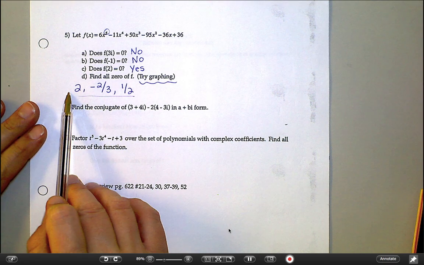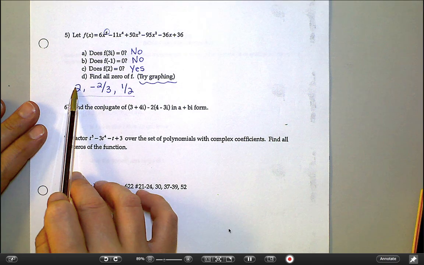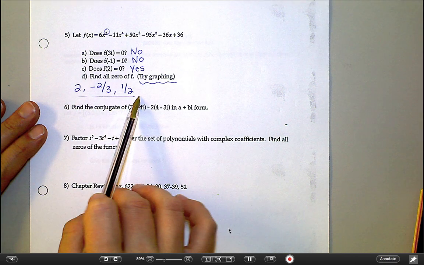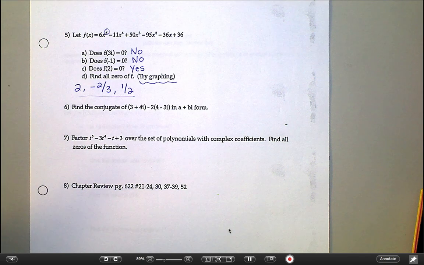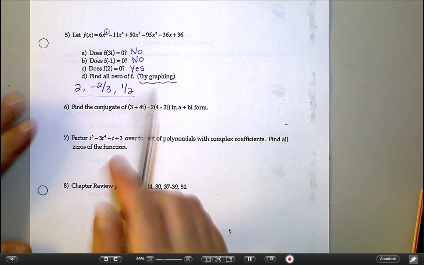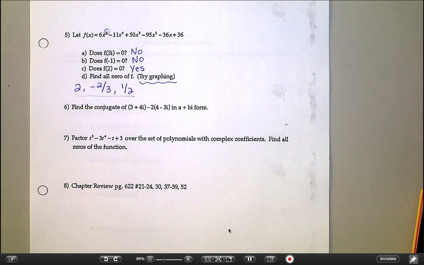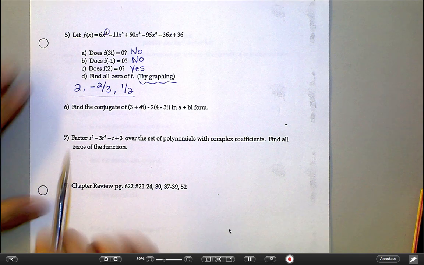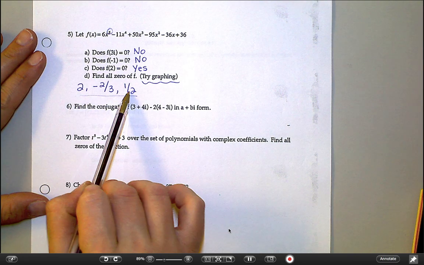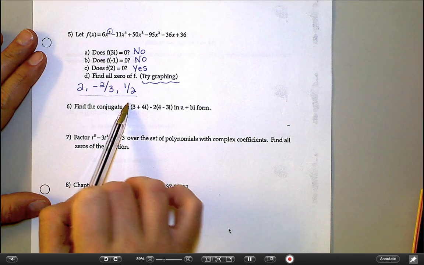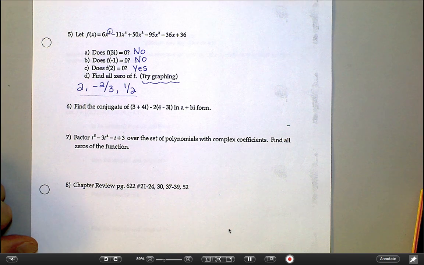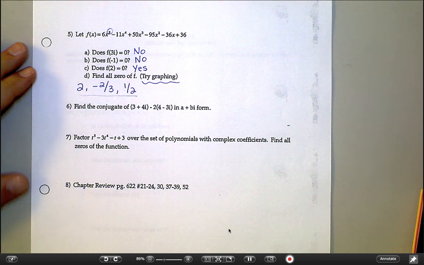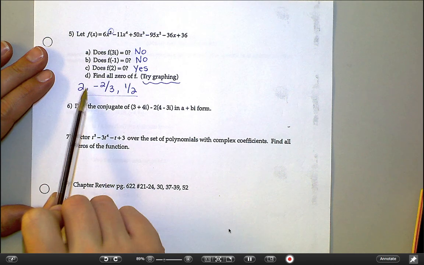You could turn each one of these into factors. You could say x minus 2, x plus 2/3, x minus 1/2. Multiply them all together, meaning FOIL, and then divide the whole thing by that giant ugliness. Or we could do synthetic division 3 times, once with each one of these numbers. That's what I'm going to go for. Okay, you could do it any way you want. Remember, synthetic division is all about the root itself.